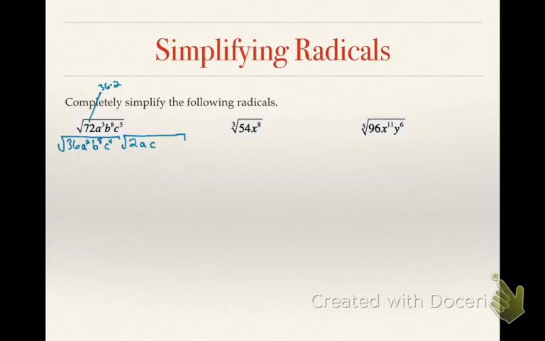Reducing this, I'm going to reduce everything that I can. So the radical that can simplify, I'll simplify. The square root of 36 is 6, square root of a squared is a, square root of b to the 8th is b to the 4th, square root of c to the 4th is c squared, and I'm left with radical 2ac. That is my simplest radical form.